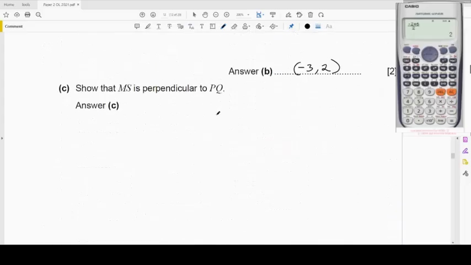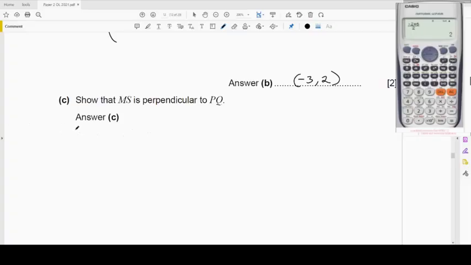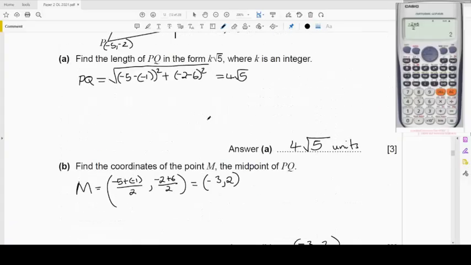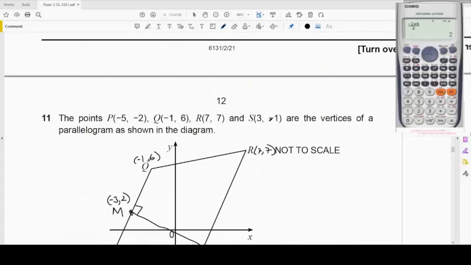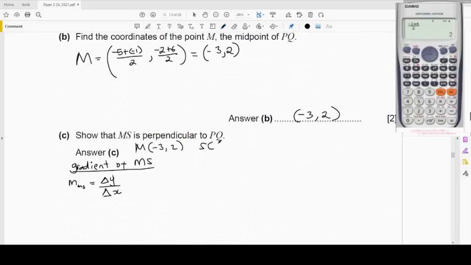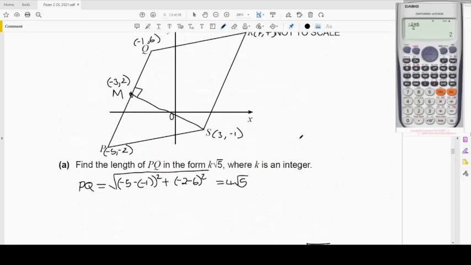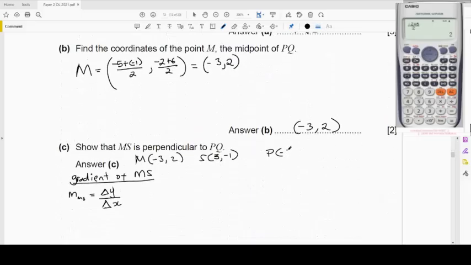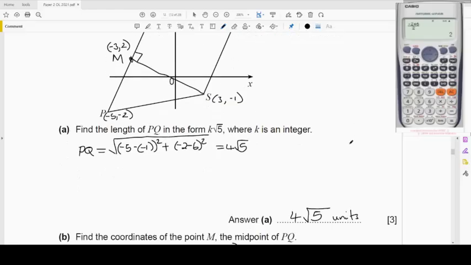Okay, so we need the gradient of MS. This is, you know, our formula for m of MS. This is delta y over delta x, or the change in y over the change in x. So M has coordinates (-3, 2). S has coordinates, what are the coordinates of S? (3, -1). Okay, and let me just go ahead and write P as well. P has the coordinates (-5, -2). And Q has the coordinates (-1, 6).